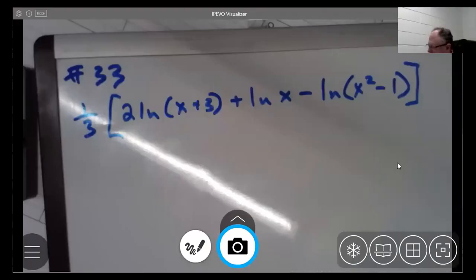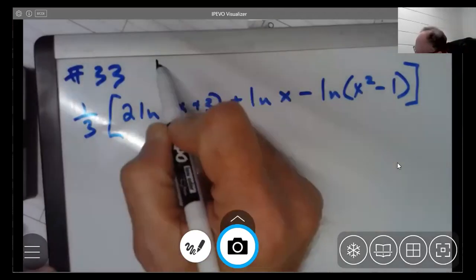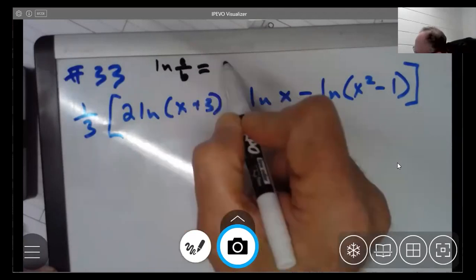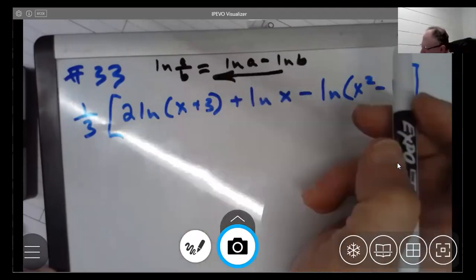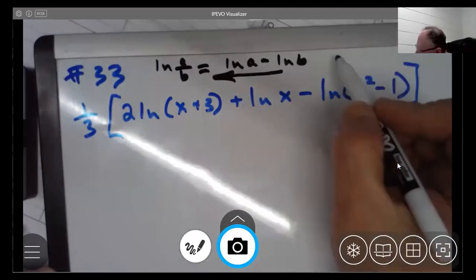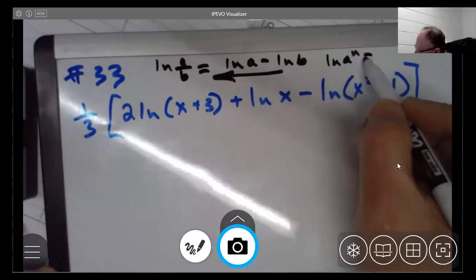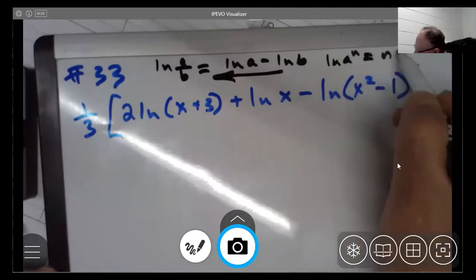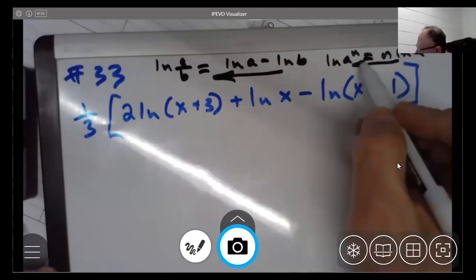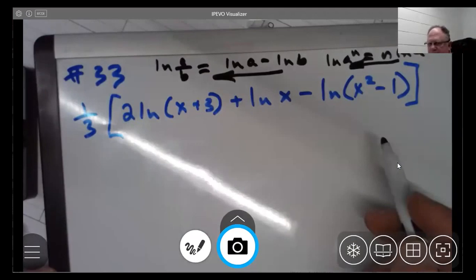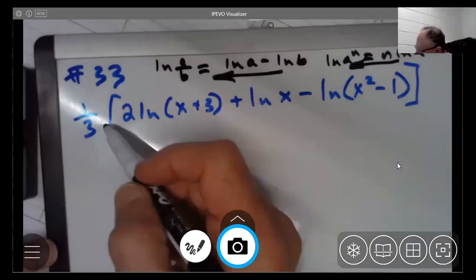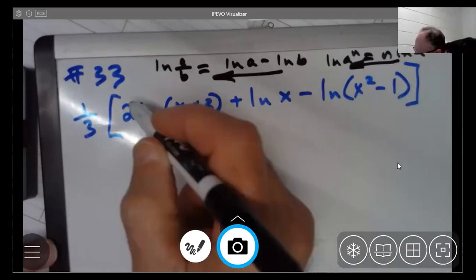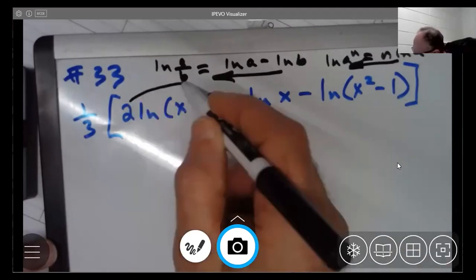All right, and here we are. Okay, so when we had natural log of a over b, we subtracted: natural log a minus natural log b. So this time we're going back the other way. And then if we had natural log of a to the n power, we brought that n down, n natural log a. So we're going to be going back the other way to condense it. So when we expand, the last thing we did was bring the exponents down. When we're condensing, the first thing we do is we go ahead and bring the exponents back up.